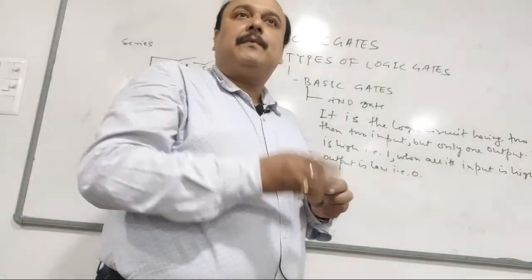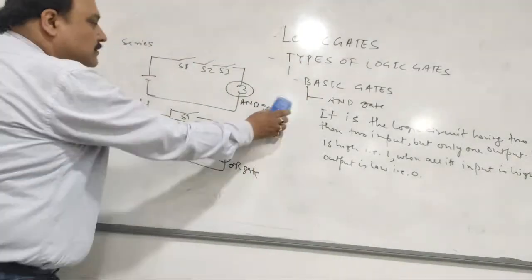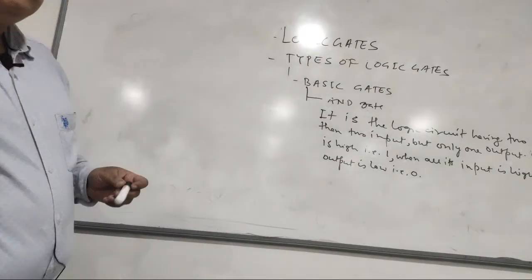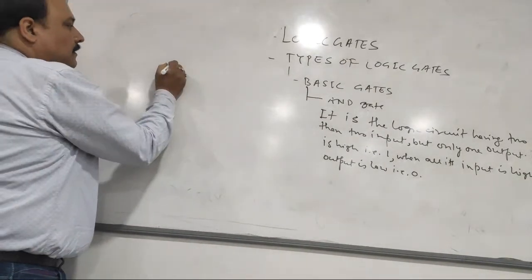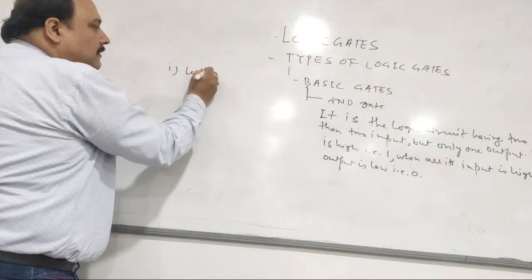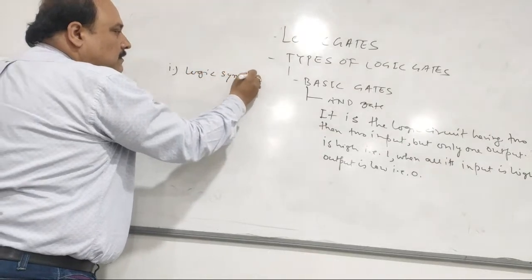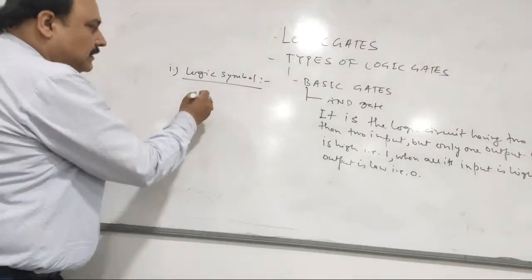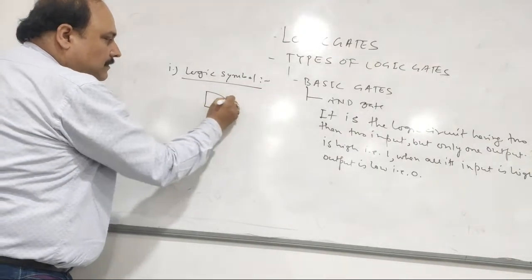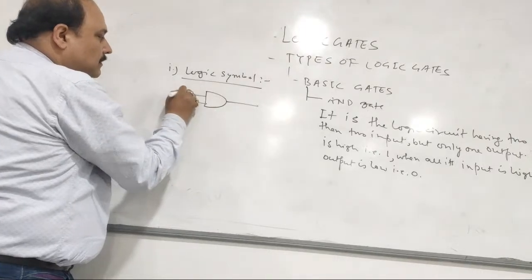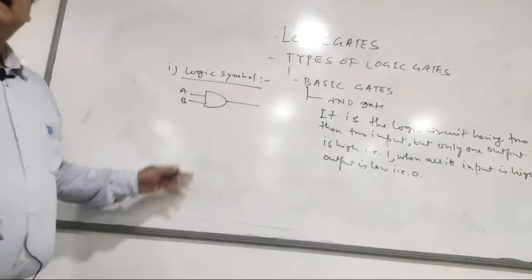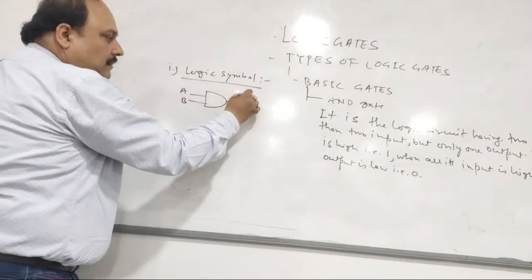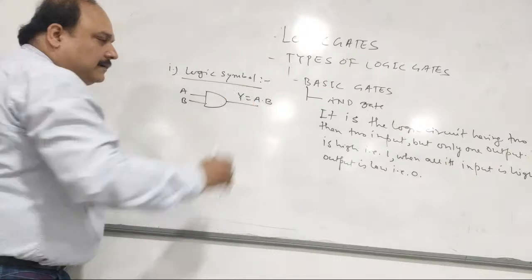Now we discuss the particular gate on the basis of characteristics. So what is the first characteristic we have to discuss? That is the logic symbol. Now what is the logic symbol for the AND gate? You just see. For any 2 Boolean variables A and B, this is the logic symbol, Y equals A dot B.